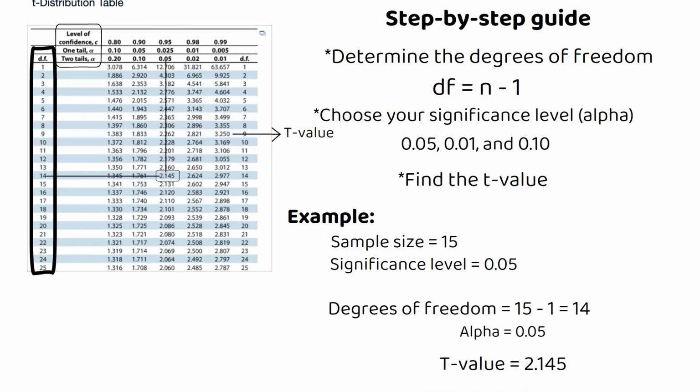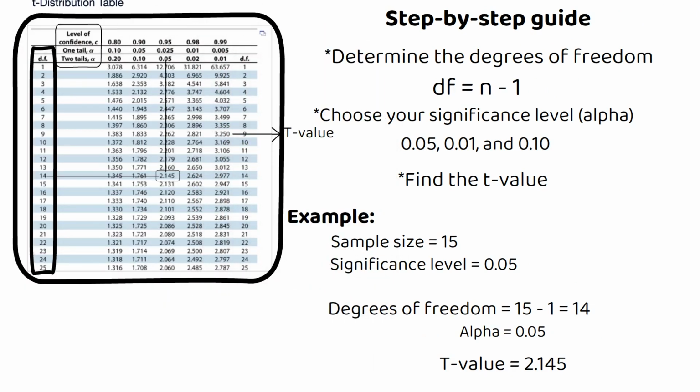If the calculated T-value from your data exceeds this critical value, you'd reject the null hypothesis at the 0.05 significance level. In essence, the T-table provides a reference for deciding whether a given test statistic is extreme enough to be statistically significant.